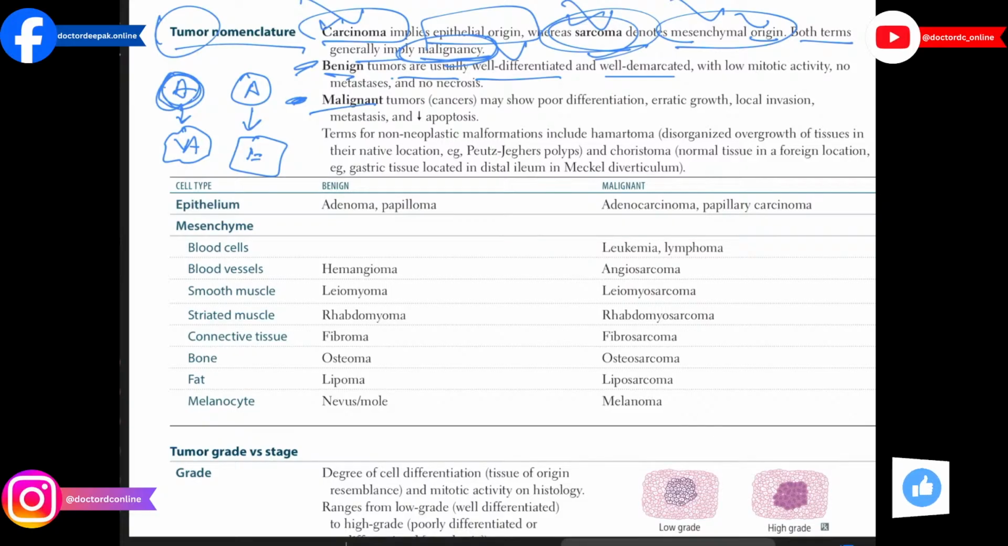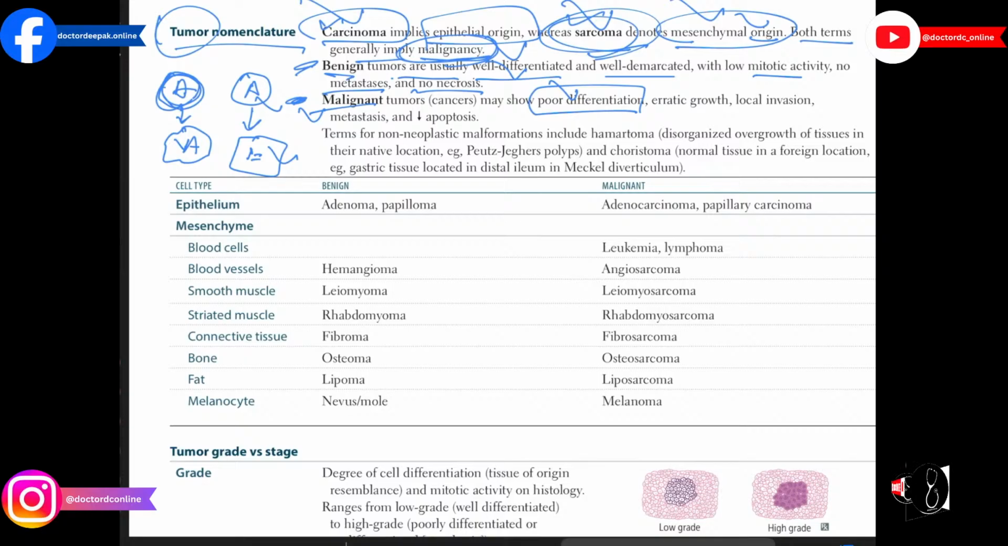If the cells are not well differentiated, not resembling each other, then it is low differentiated or poorly differentiated. When the cell is poorly differentiated, it is malignant. If it's well differentiated, it's benign, with low mitotic activity. It's not growing rapidly, and there is no metastasis and no necrosis.